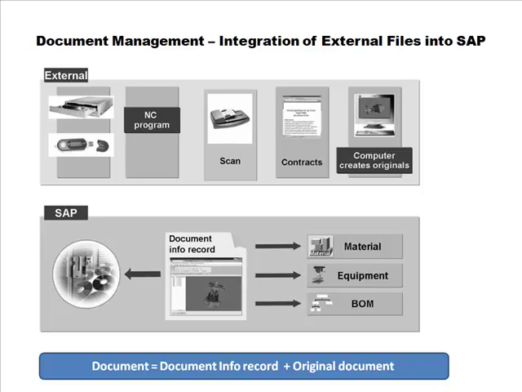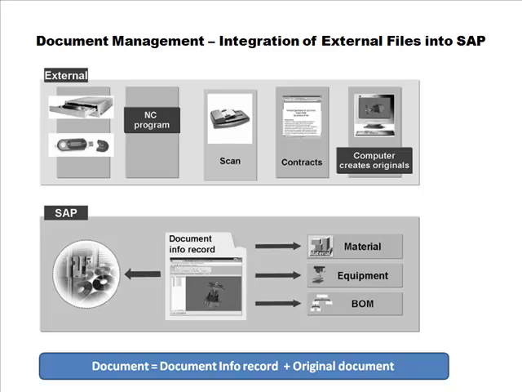And by their definition, a document is the combination of the document info record and the original document. I'm assuming this is what they mean by original document, whatever. It's a combination of the document info record and the original document. Together, that is what is called a document in SAP. Right? And of course, the original document we are talking about is the scanned or otherwise electronic version of the document that is kept in SAP.